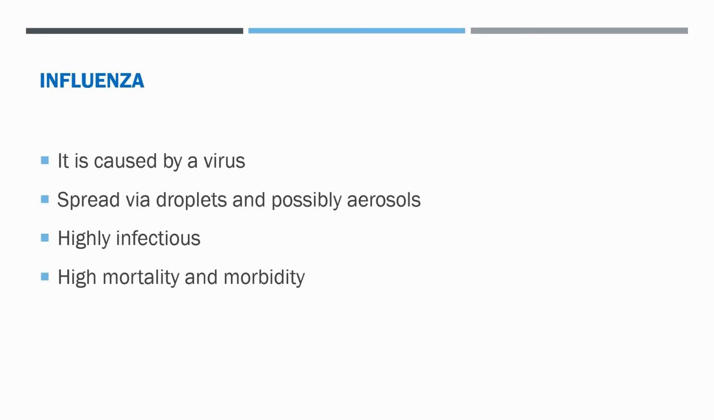First, on influenza, we know that it is caused by a virus. It is spread via droplets and possibly aerosols as well. It is highly infectious, because anything that spreads through droplets and aerosol tends to carry a high transmission rate. But of course, it's also subject to the variants, whether they could attach themselves to the receptor in the airway. And we know that influenza also carries a high mortality as well as results in significant morbidities.